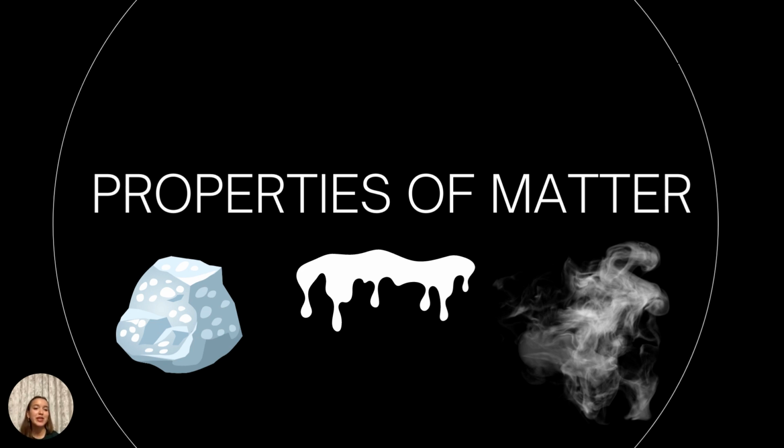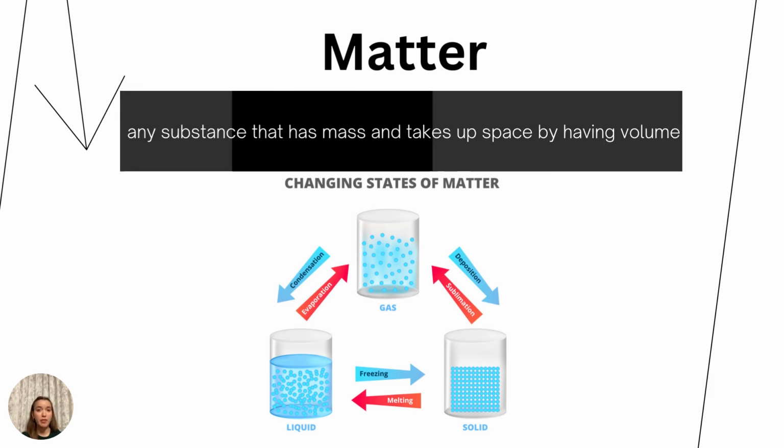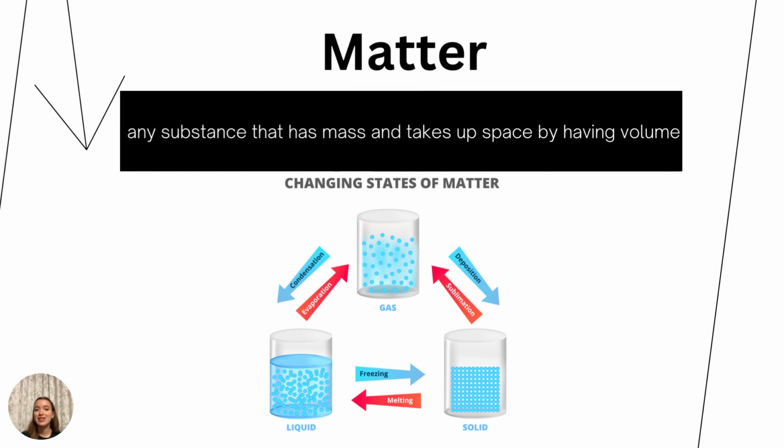Hello everyone. Today we're going to talk about properties of matter. First of all, we have to know what matter is. So matter is any substance that has mass and takes up space by having its own volume.